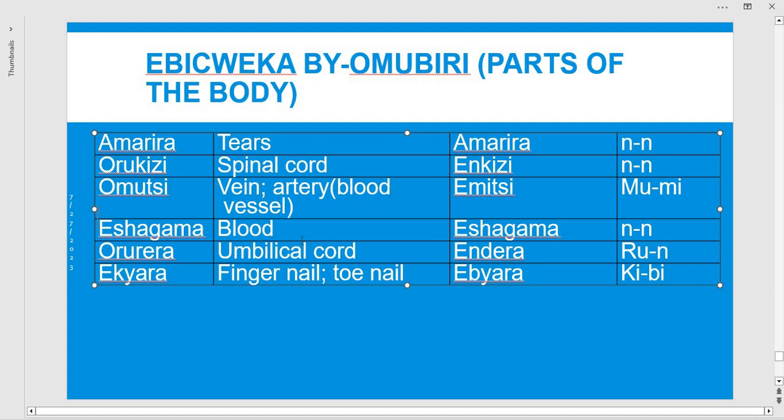We have a shagama. That's blood. Orurera. Umbilical cord. There are many called in there. We have a chara. That's a fingernail or a toenail. Echara chengaro, echara chebijere. That's the nail. These nails. Evyara.